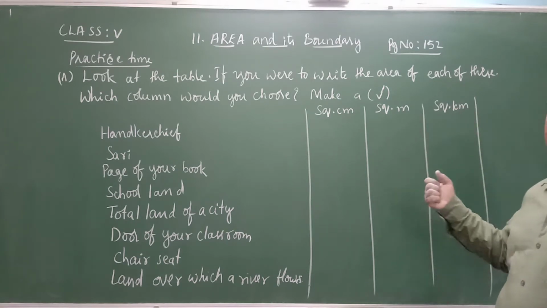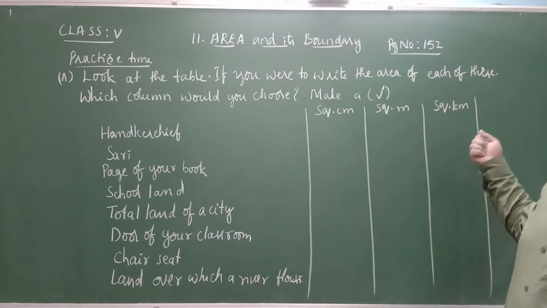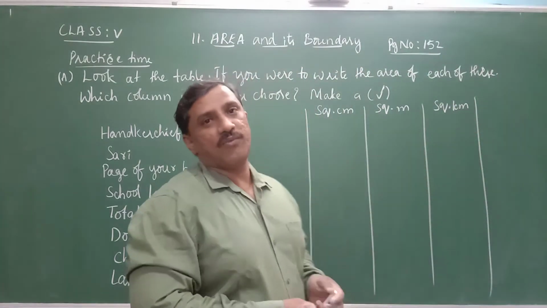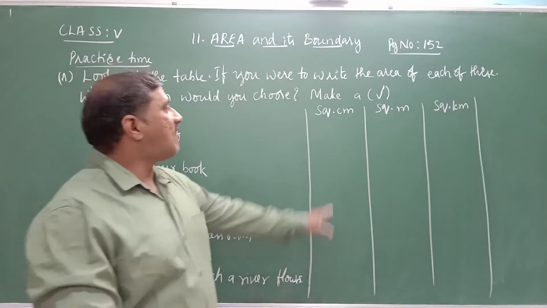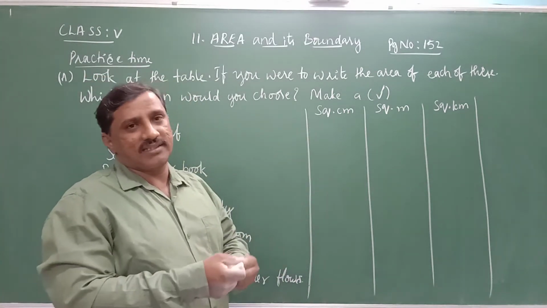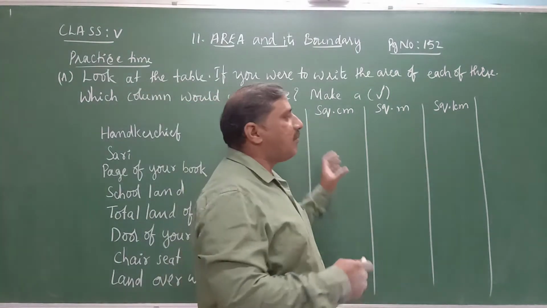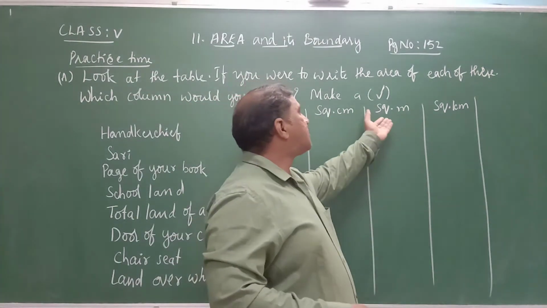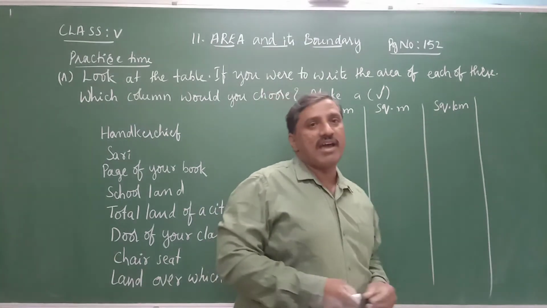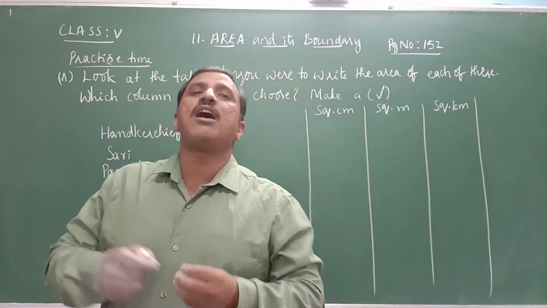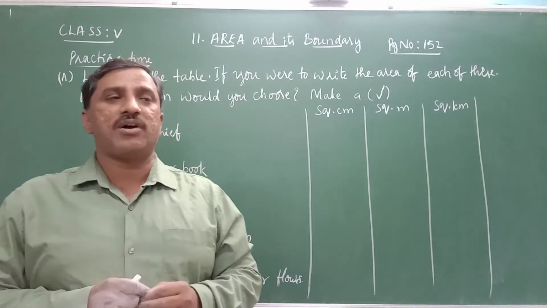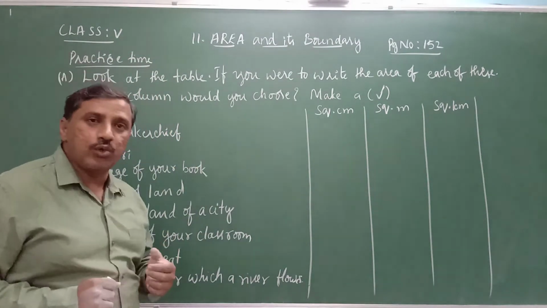What are these square centimeter, square meter, square kilometer? They are the units of area. Square centimeter we use for smaller areas. For somewhat bigger areas we use square meters. For still bigger areas, we use square kilometers. So depending upon the area of the field or the shape, we use different units.